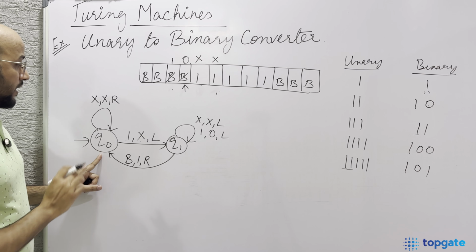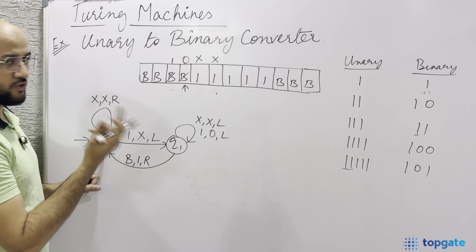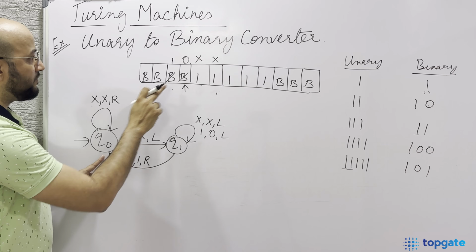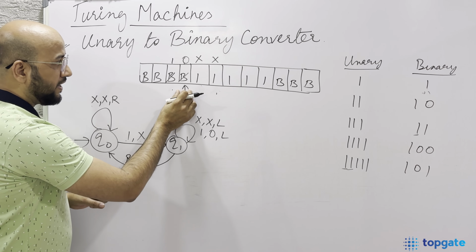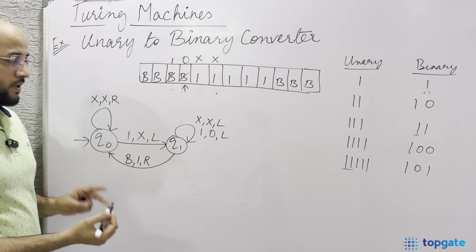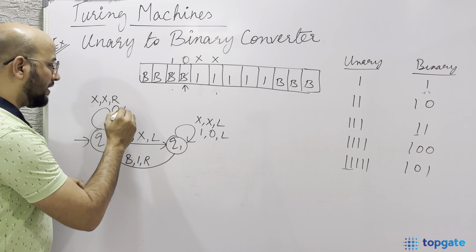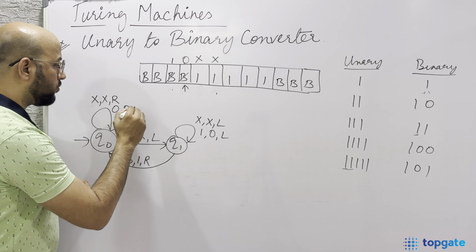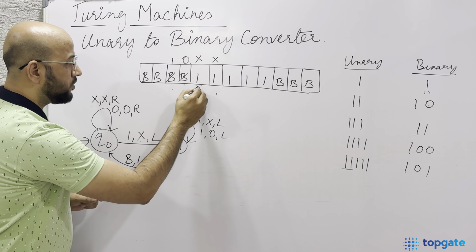Okay, now at Q0 I have two moves. If you find an X, let it be X. If you find a 1, change it to X. Okay, so I'm finding a 0 here. That means I just have to skip this one. Why? I need to go on to the right hand side to find my next one. Okay, so here I'll take a move. That means if you find a 0, you let it be 0 only and go on to the right hand side. So this 0 will be skipped and the pointer will come on to this x.